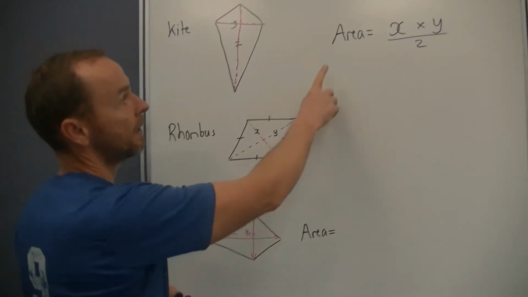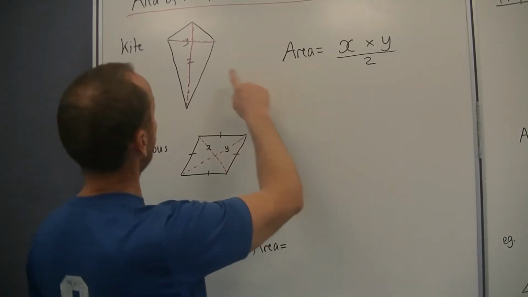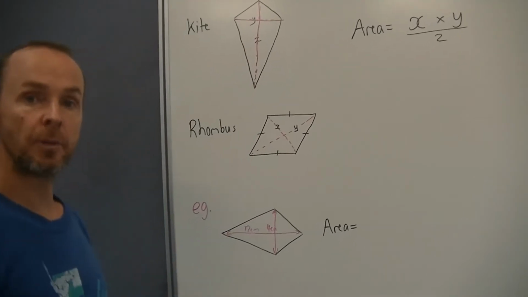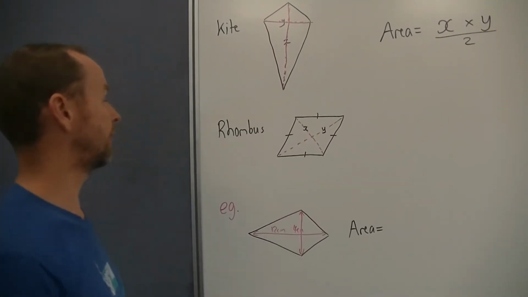Okay, if we have a look up here, the formula for the area of either of these two shapes is X times Y divided by 2. So you multiply the two diagonals together and then divide it by 2.